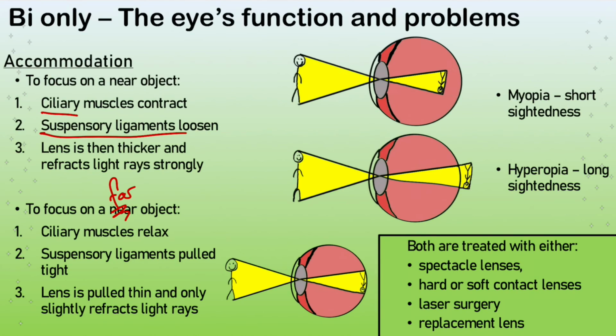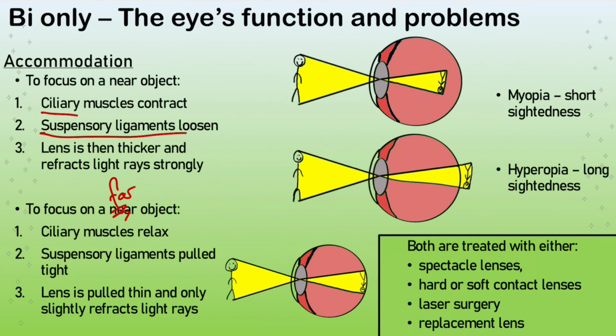Now, if this isn't happening properly, we have two eye problems that can come from it, and these aren't problems as such. A lot of people have not got perfect eyesight, and the two types of eyesight problems that we have are called myopia or hyperopia. Myopia is short-sightedness, and hyperopia is long-sightedness, where the image is going too far beyond the retina. Hyper meaning kind of high, it's going beyond, going too far.